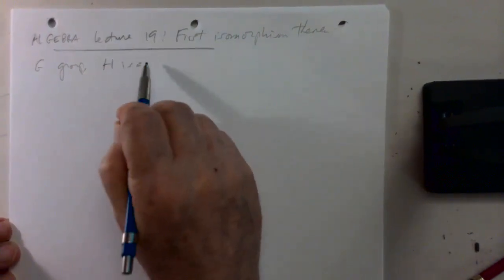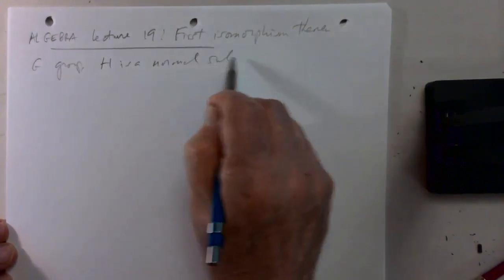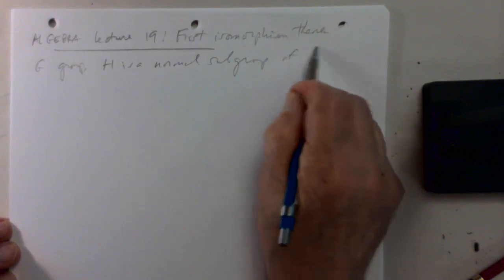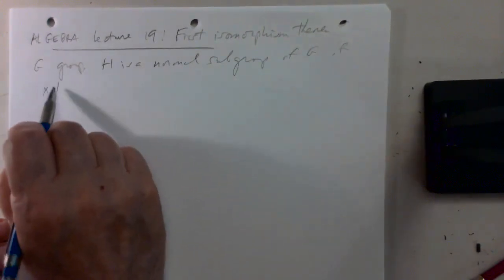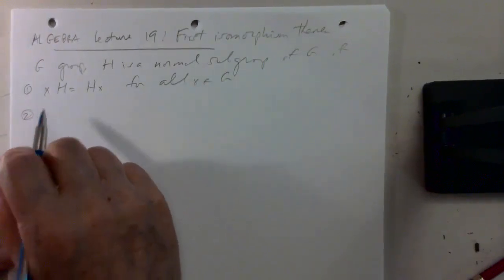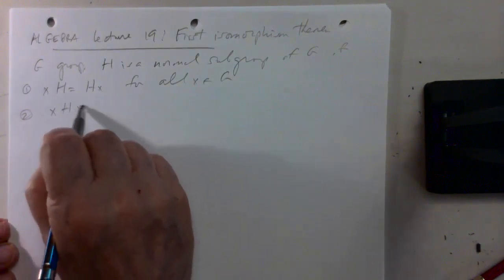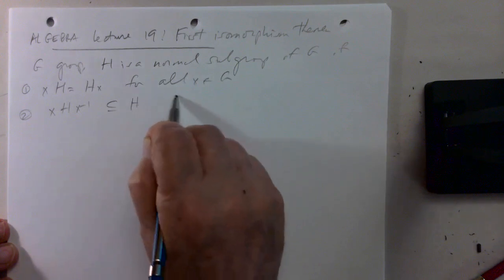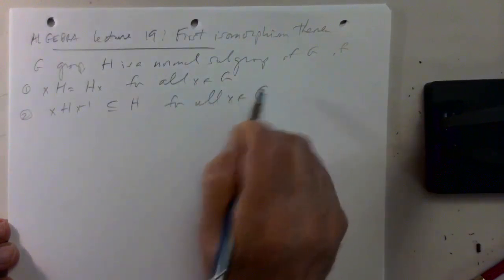So in this lecture, we prove the first isomorphism theorem for groups. So let's recall, we have a group G, and H is a normal subgroup of G if every left coset equals the corresponding right coset for all x in G. And there's an equivalent condition, which is that xHx inverse is contained in H for all x in G.